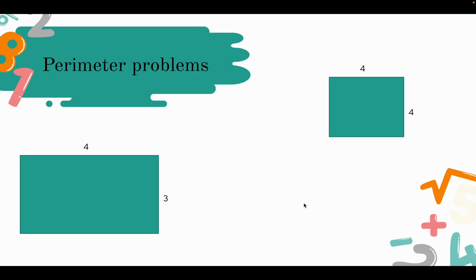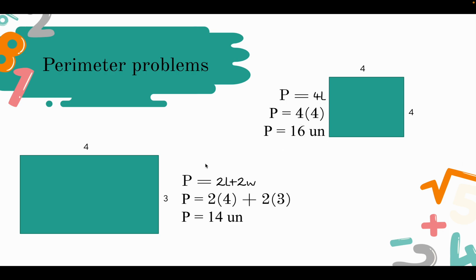Here are some perimeter problems. For this square here, again, you're just multiplying one side by 4 for the square. So 4 times 4 is 16 units.